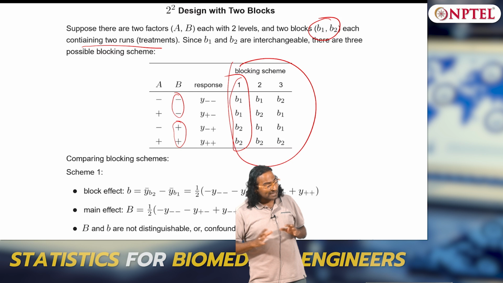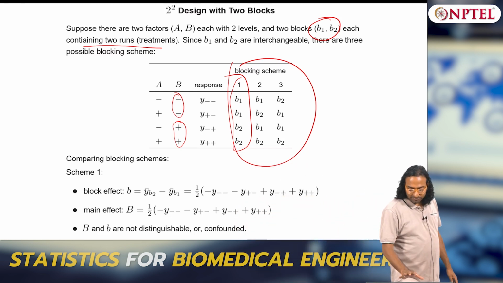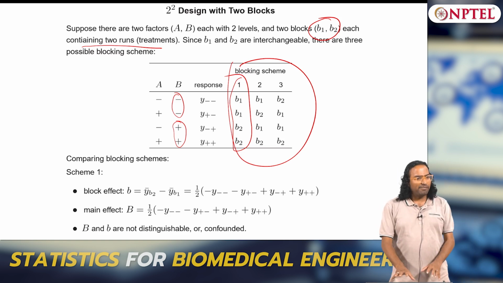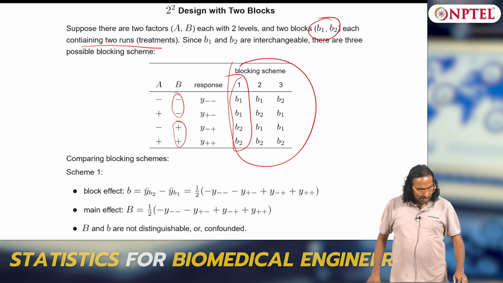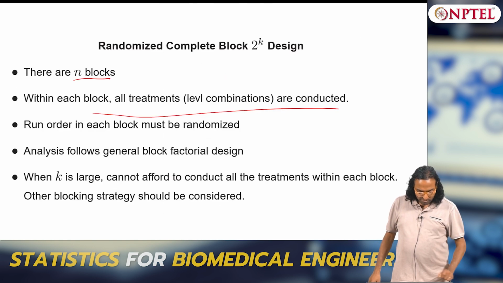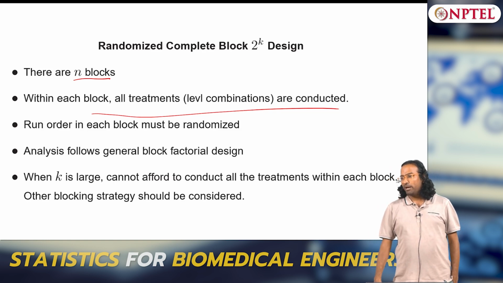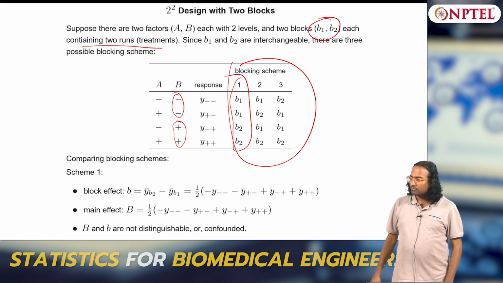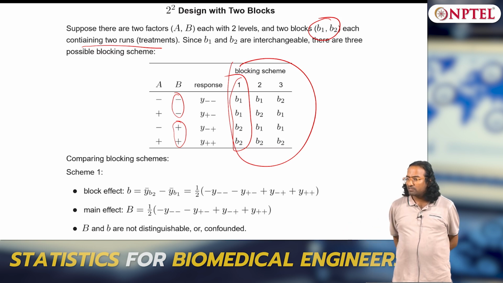So there are at least 3 different schemes in just a 2 power 2. Have we done it properly? Have we done blocking, complete blocking? Remember I told you there are n blocks, within each block all treatment levels are conducted. Did we obey this in this table? Within each block all treatment levels are conducted. Did we obey this?